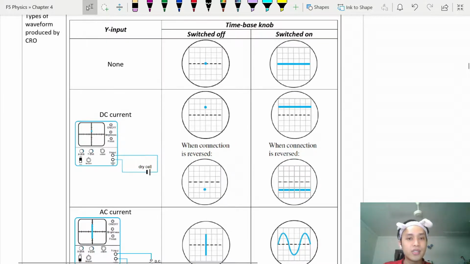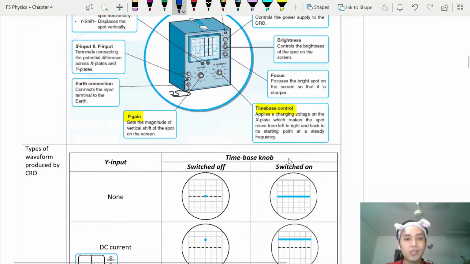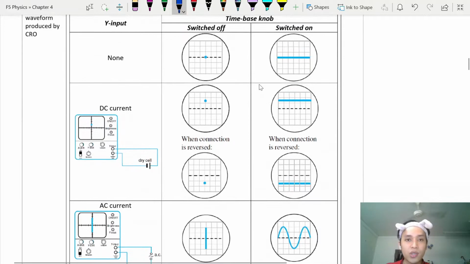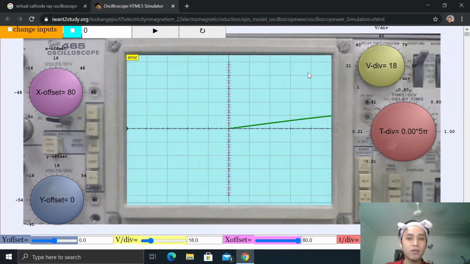You will see a dot when the time base is off. For a CRO, a few things that I will show you: number one is the X shift and Y shift, next will be your time base and also your Y gain. These are the four most important things in a CRO. I'm just going to show you the effect of the time base. What do we mean when the time base is off and when it's on? I'm just going to show you a simulation here.